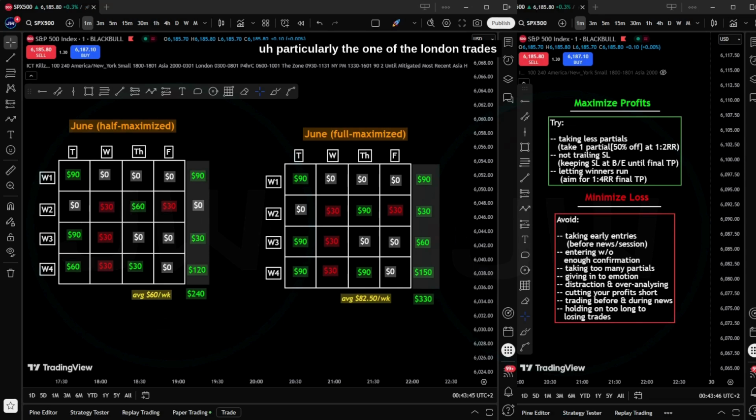So particularly one of the London trades, I noticed that there was the one trade that we took and held during news, and it was clearly consolidating, but we're holding on to that trade for way too long. It was clearly not highly favorable. So that's another thing to take note of, not to stay into especially losing trades for so long. It's best to know when to just cut your losses.